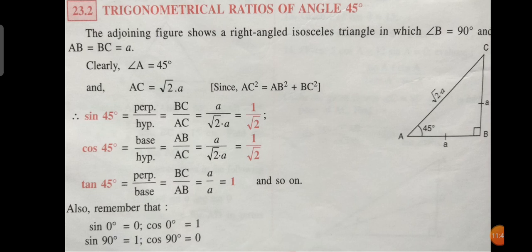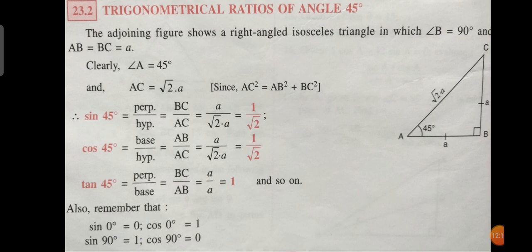It is clear. So sin 45, cos 45, tan 45 can be found out. What is tan 45? It is perpendicular by base. The perpendicular is BC, so BC by AB is A by A, which is 1. So tan 45 is always 1.